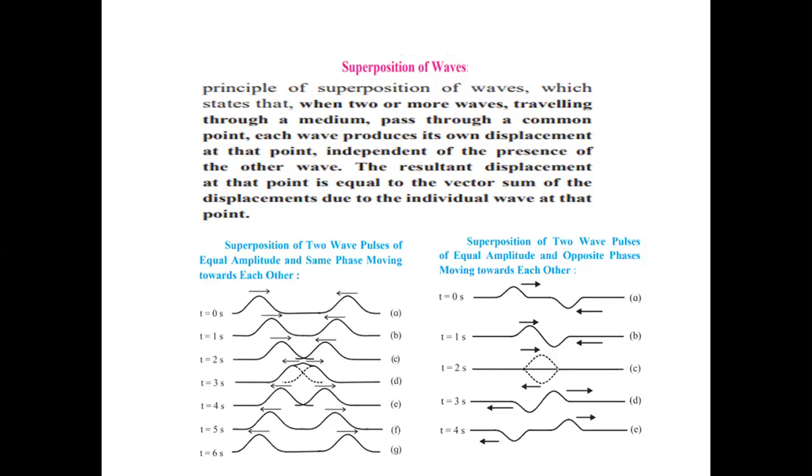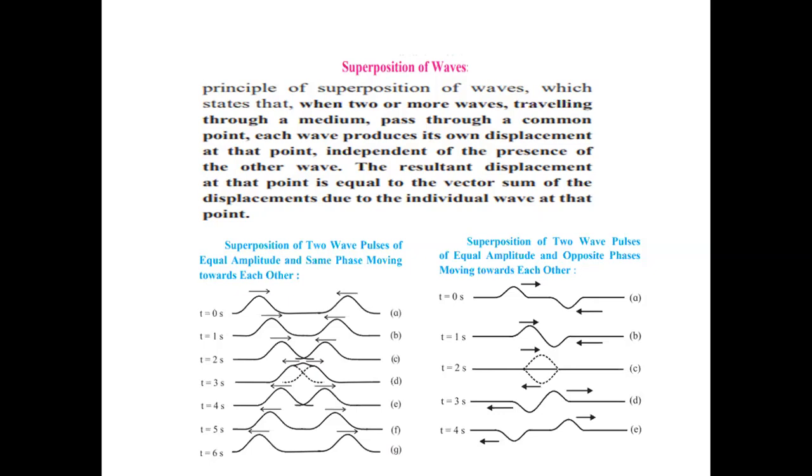Suppose that two waves cross each other between t equal to 2 seconds and t equal to 4 seconds as shown in the diagram. Here, the two wave pulses superpose and the resultant displacement, shown by the full line at t equal to 3 seconds, is equal to the sum of the displacements due to the individual wave pulses, which are shown by the dashed line. This is called constructive interference.